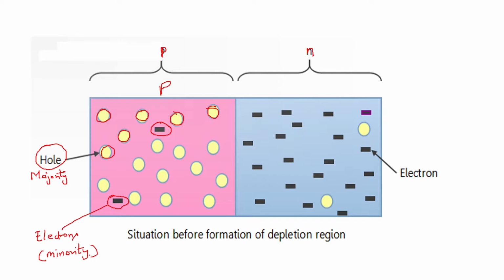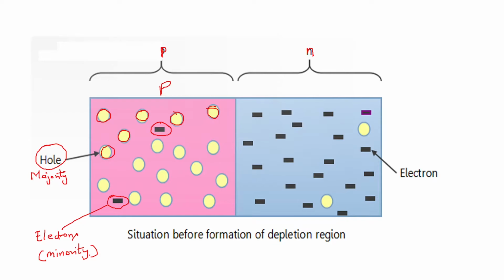Now majority charge carriers are there because of the doping process. You are adding impurity, so you are getting majority charge carriers. If you add a small amount of impurity to the pure semiconductor, you will get a large amount of majority charge carriers. So majority charge carriers are more in numbers. That is why they are called majority charge carriers.